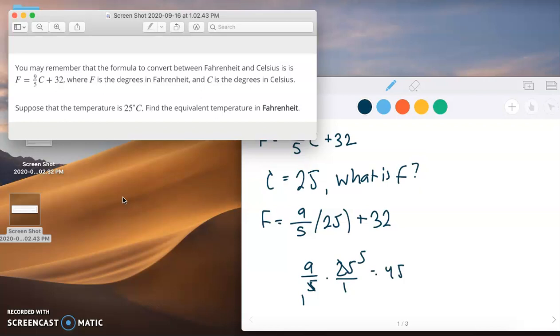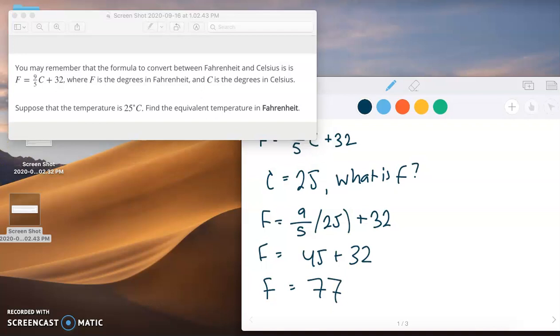So that means that this whole thing here is equal to 45 plus 32. And 45 plus 32 gives us 77. So that means that 25 degrees Celsius is equivalent to 77 degrees Fahrenheit. All right, so there's just a couple of examples on how to do the real world problems.